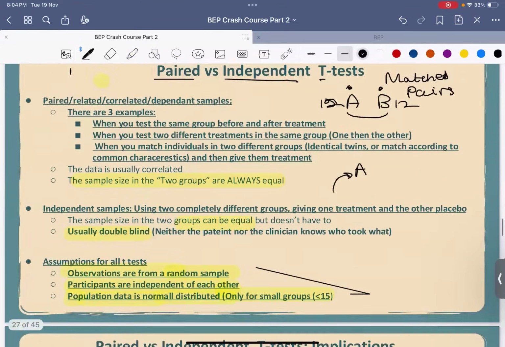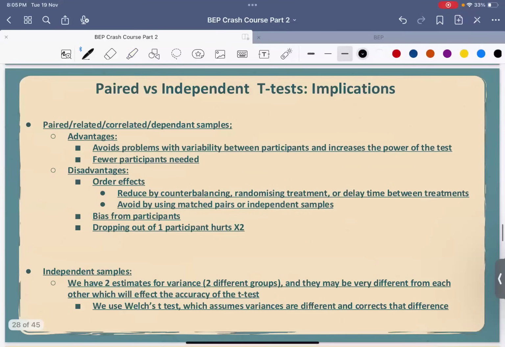So I hope this slide is clear. We're almost done with this lecture. So what are the advantages and disadvantages of paired and independent t-test? When do we use this? When do we use this?